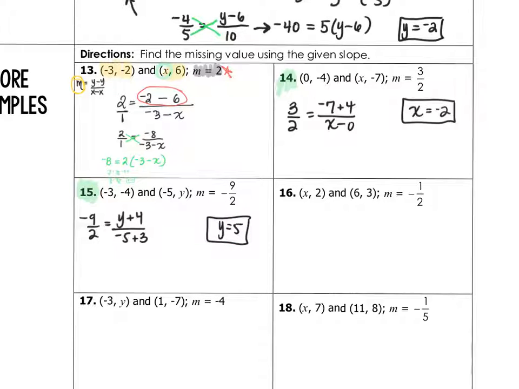So the biggest takeaway here is remembering that the relationship between the slope and the coordinates is what gets you the equation to help you solve for the variable. And if your slope is written as a whole number, make sure you write it in fraction form, 2 over 1, for example, here, so that you can set up your cross products after you clean up the numerator or the denominator, the one that has the 2 numbers.